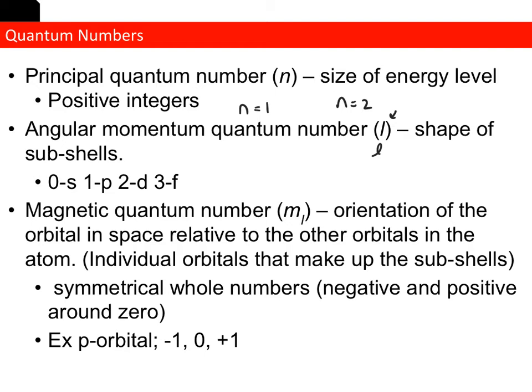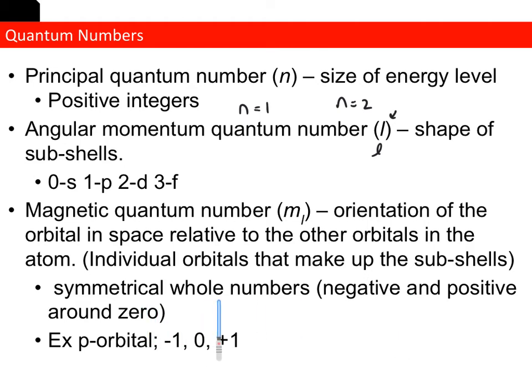The P subshell has 3 orbitals, and we need to identify which of those orbitals the electron is in, because some are in one of the orbitals, but they're not all in the same orbital. And so we need a way to identify that using numbers. The way we do that is we use symmetrical whole numbers, positive and negative, around 0.